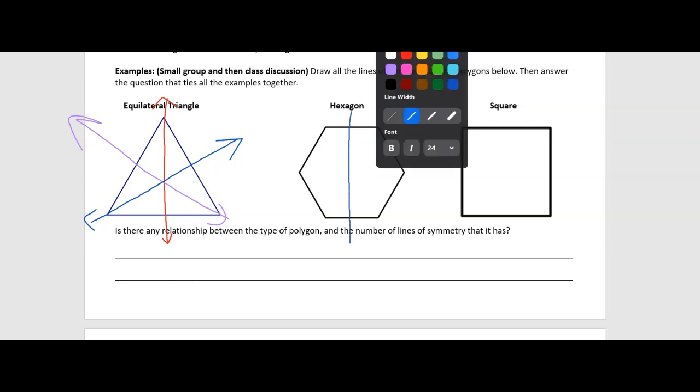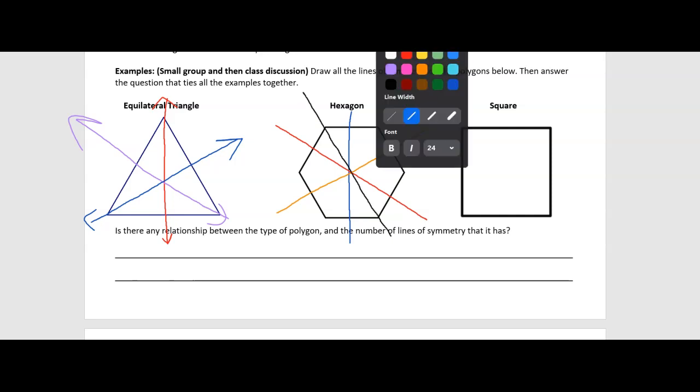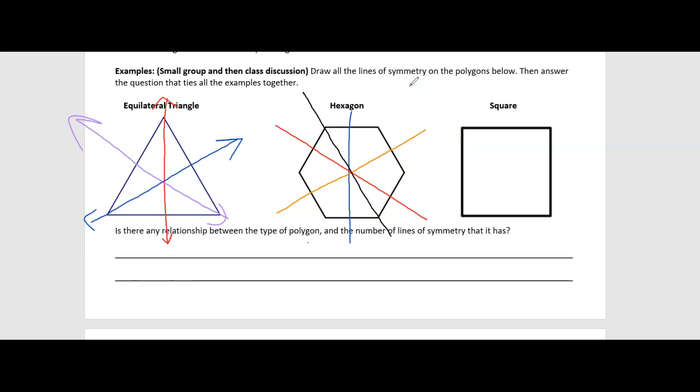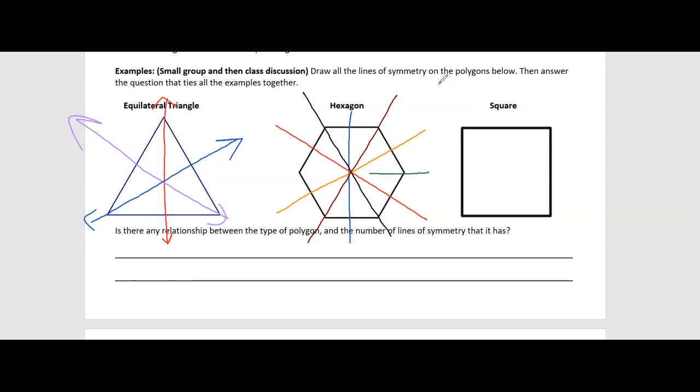we have a line here. We have a line here. We have a line here. But we're not done. We have three others as well. Have one here. May run out of colors. We have one here. And we have one here. So any of those lines, if you reflected the hexagon over that line, it would look exactly the same as what you started with. So there are 6 for the hexagon.